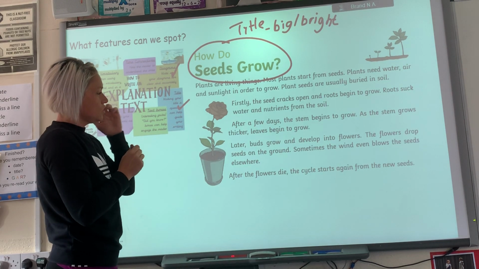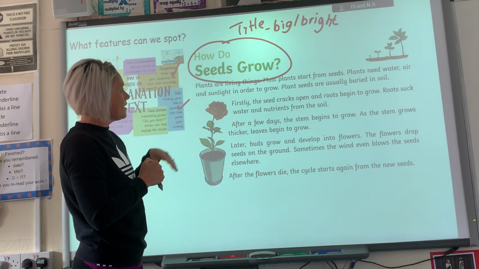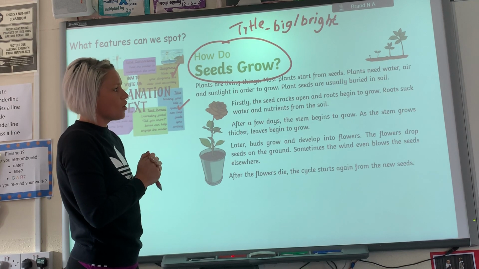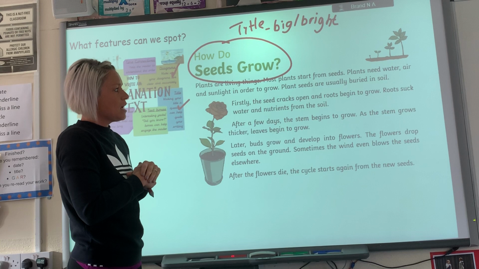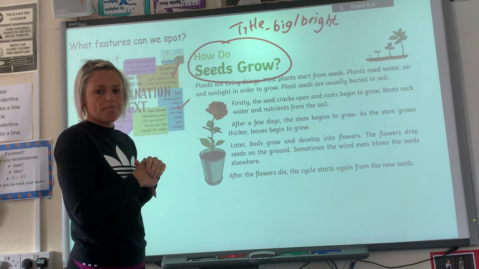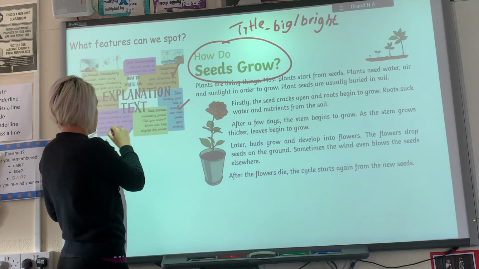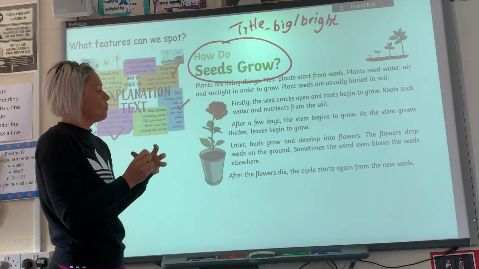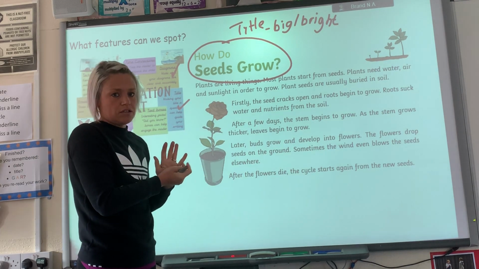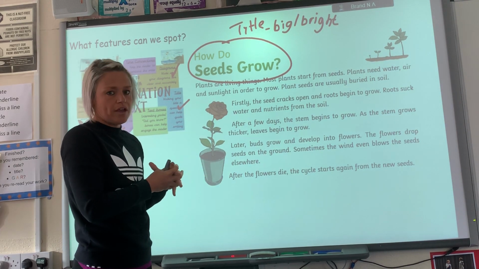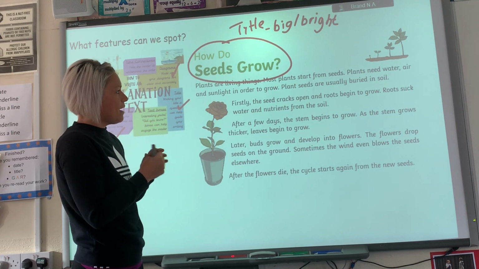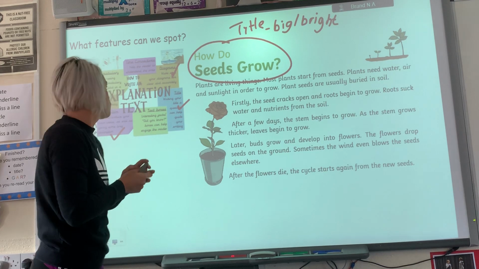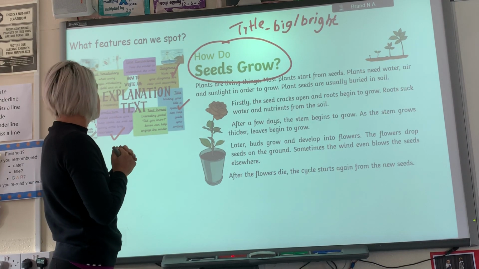Well, let's have a look. The introduction would be at the start. So it said plants are living things. Most plants start from seeds. Plants need water, air and sunlight in order to grow. Plant seeds are usually buried in soil. So yes, we've got an introduction. It sums up what it's going to tell us about. It doesn't start telling us how they grow. It tells us a bit about what they need and where they're buried. So general introduction in the present tense.